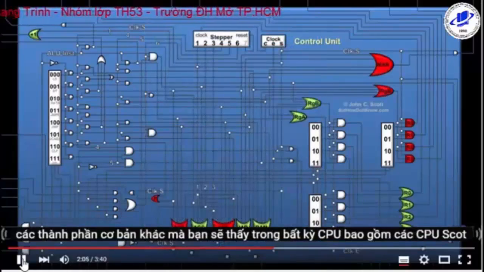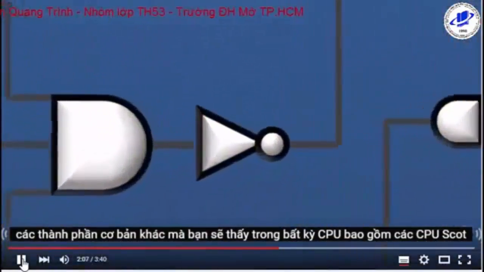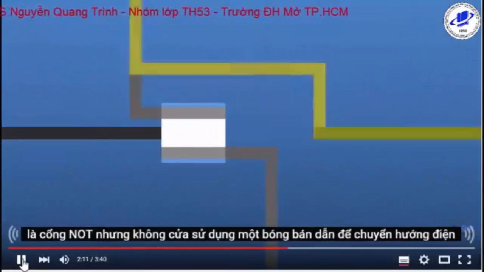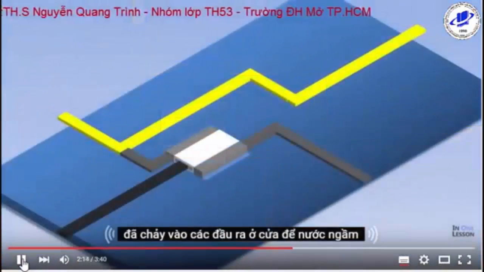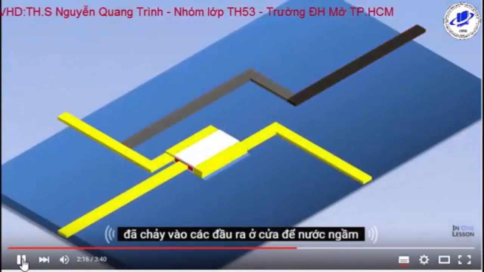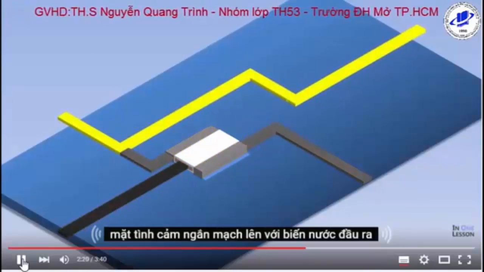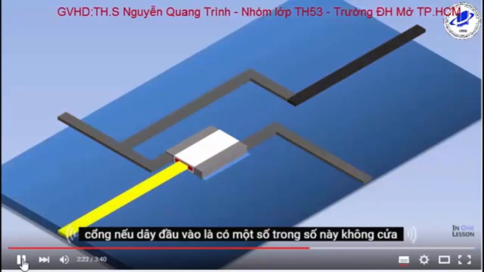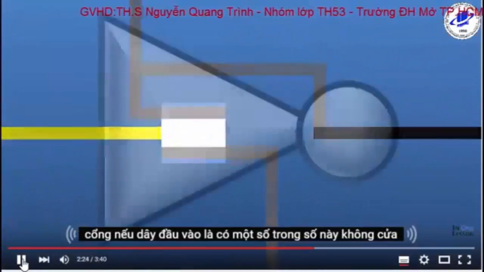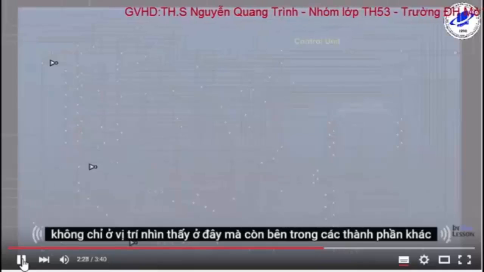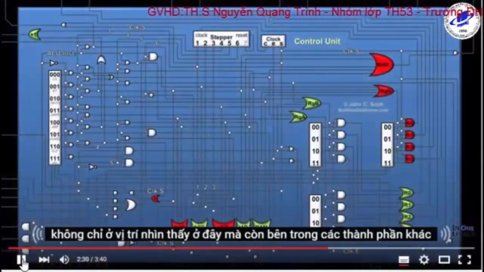The other basic component you'll see in any CPU, including the Scott CPU, is the NOT gate. The NOT gate uses a transistor to divert the electricity already flowing to the output of the gate to a ground wire, effectively short-circuiting the output wire, turning the output of the gate off if the input wire is on. There are a number of these NOT gates inside the Scott CPU, not only in the locations seen here, but also inside the other components.